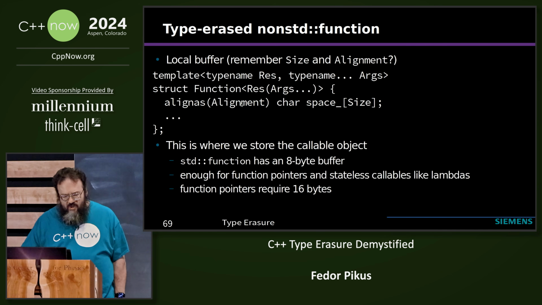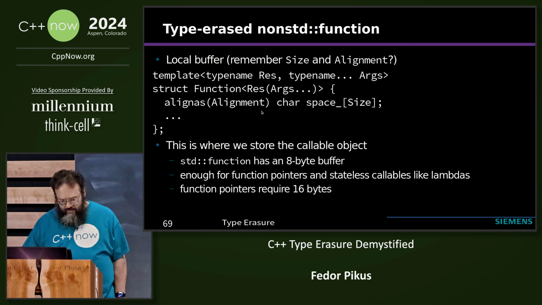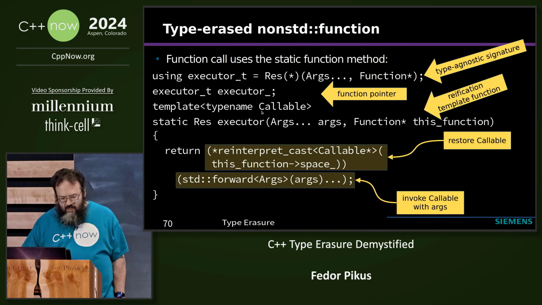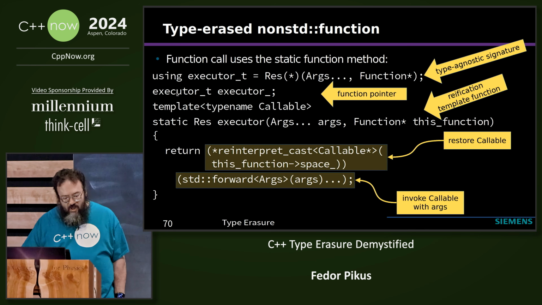Okay, I am going to use local buffer, and I'm going to restrict myself in my benchmarking to std::function also using local buffer. The function call is going to use the static function method. So here is my type for my executor function. This time I'm going to introduce a typedef result of arguments, and I added one extra argument on the end. That's the pointer to the function object itself. Remember, my template is named function. I have a pointer to that function, a function pointer. Well, to which function I haven't said yet.